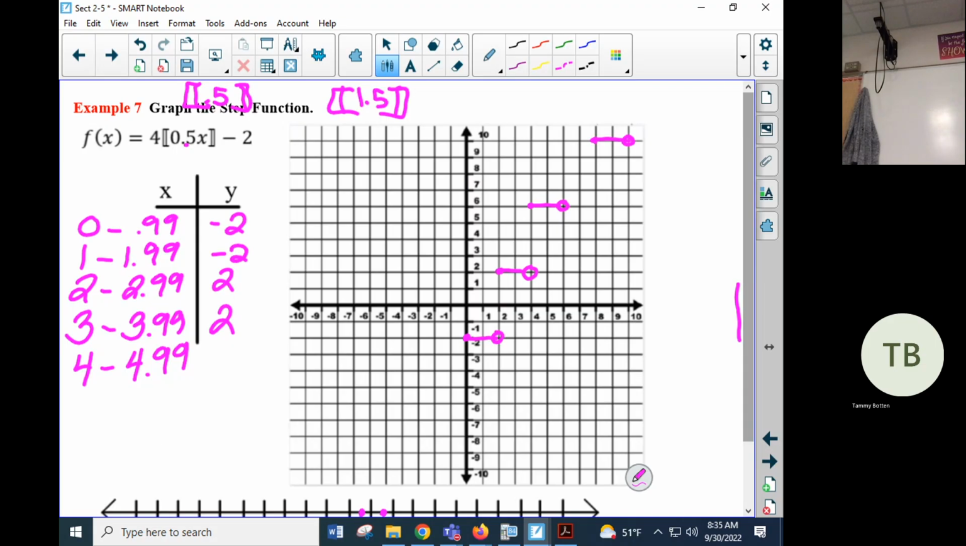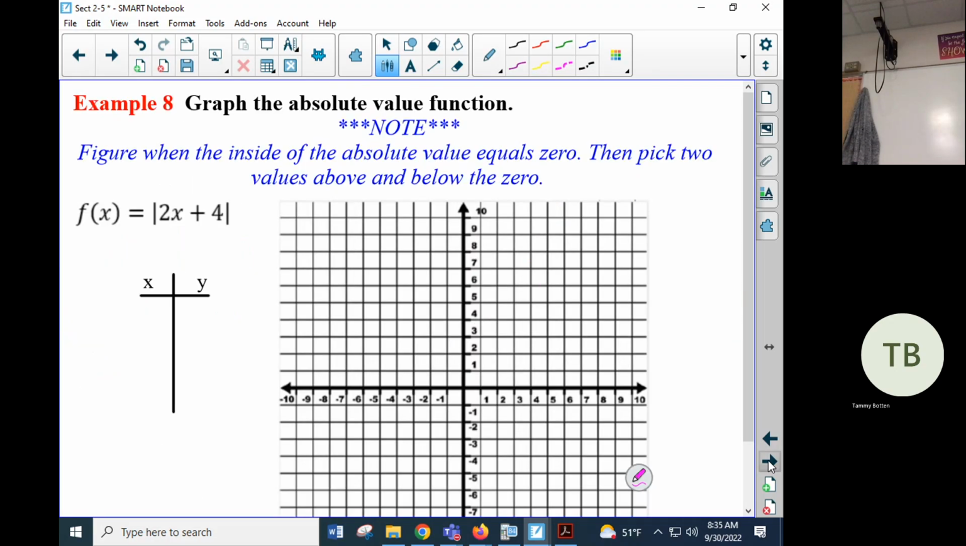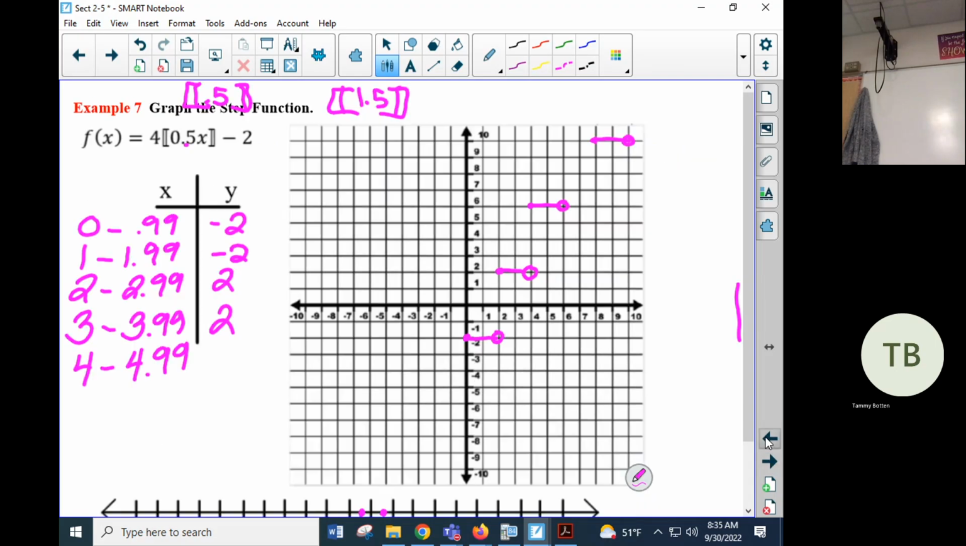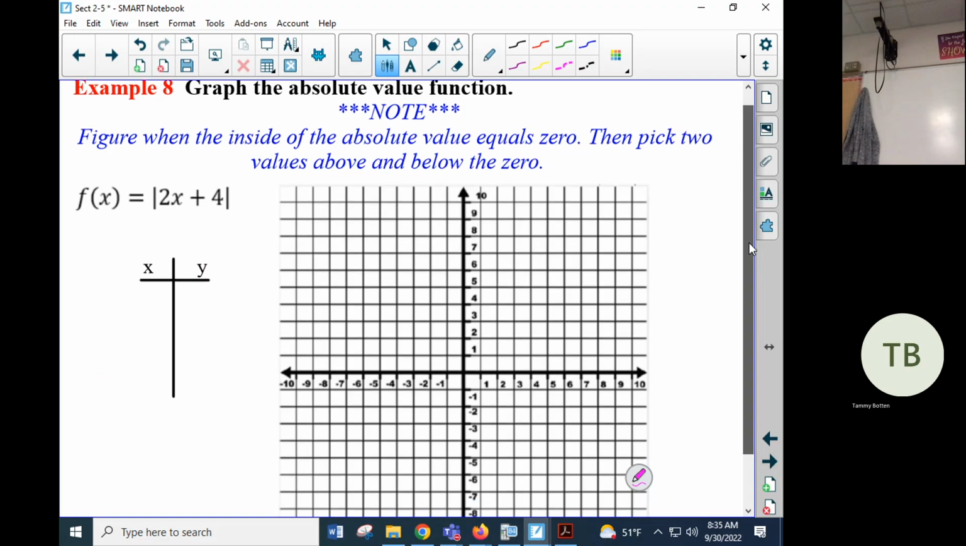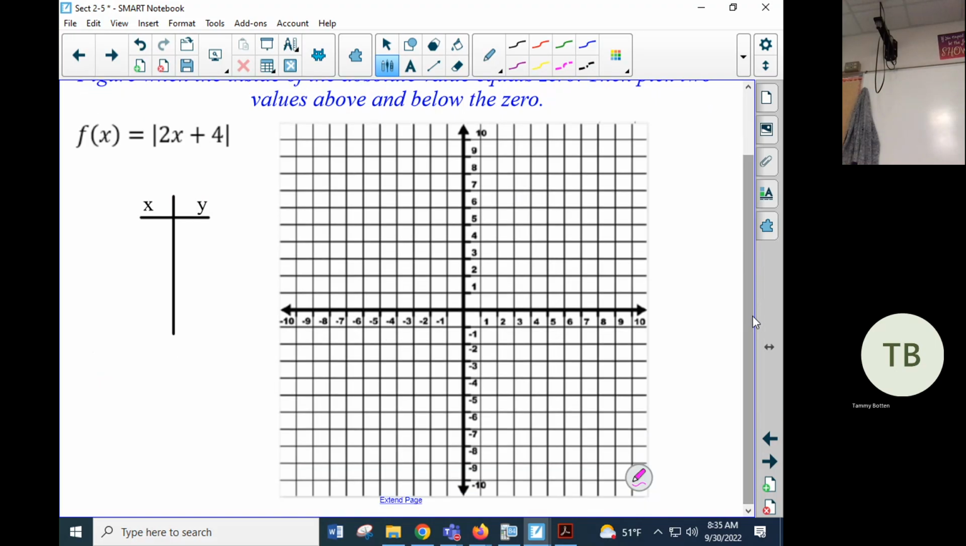Does that make sense? So those are step functions, right? Now, the next thing we're going to do, you have to be able to distinguish between step functions and what's called absolute value functions. With step functions, you get the double brackets, okay? With an absolute value graph, you get absolute value. And so you just have the one vertical line on each side. Now, like I said, I think these are the easiest one that we've had.